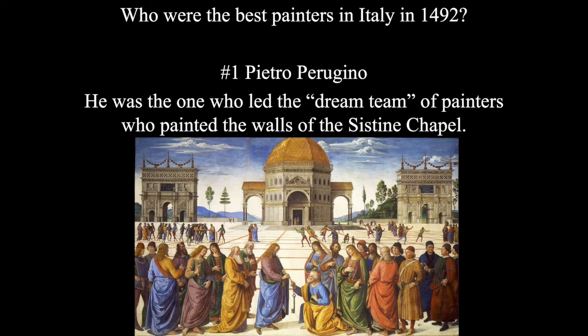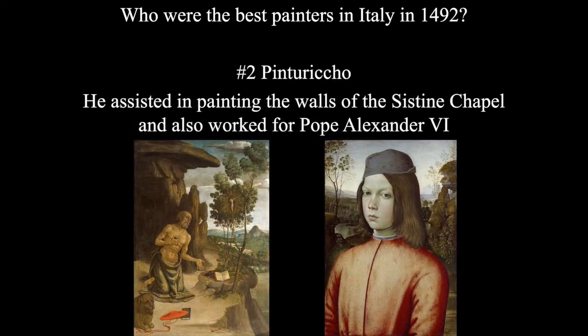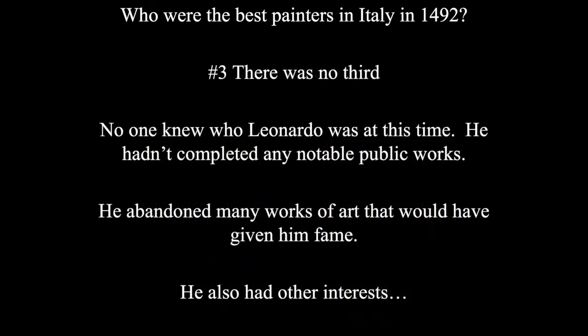So when we look back at who were the best painters in Italy in the 1400s, it's Pietro Perugino, a person we rarely even talk about today. He was the one who led the dream team of painters who painted the walls of the Sistine Chapel, and we'll be looking at him later on in this lecture. The second best painter, Pinturicchio. He was also one of the artists who painted the walls of the Sistine Chapel and worked primarily for Pope Alexander VI. As far as third place, that's where everyone else was. There was no specific third best painter in Italy.